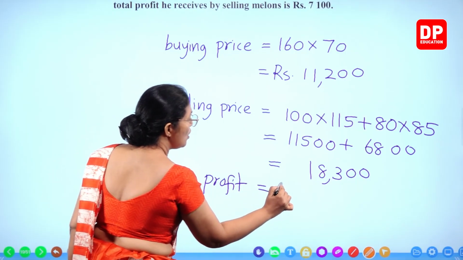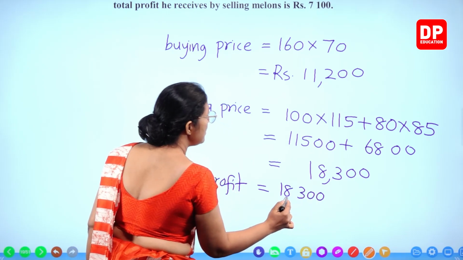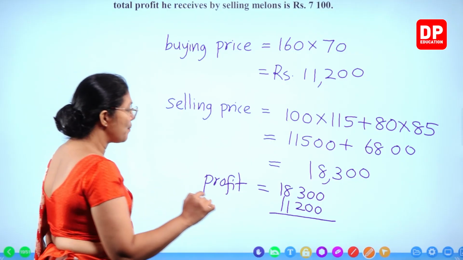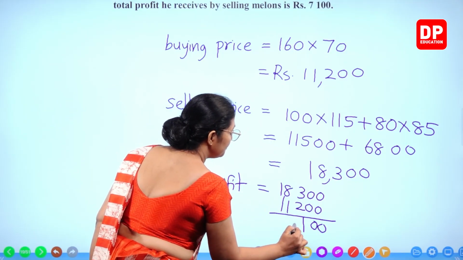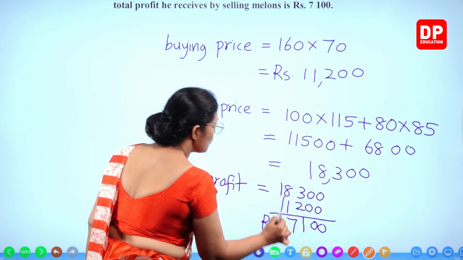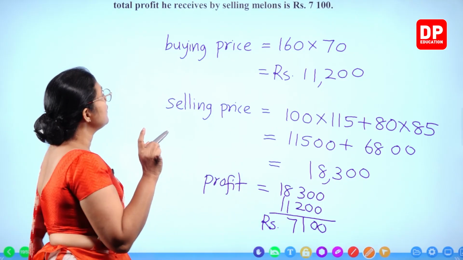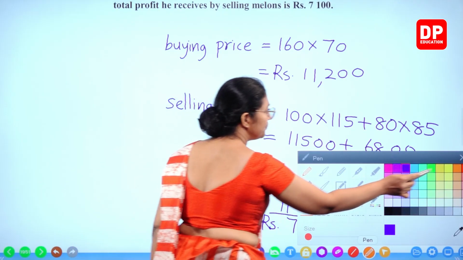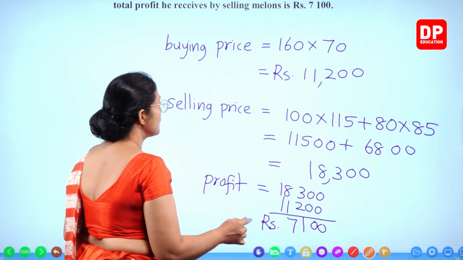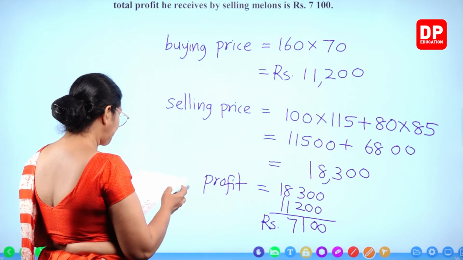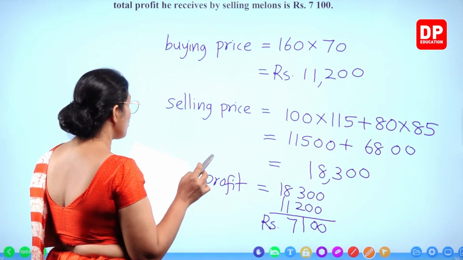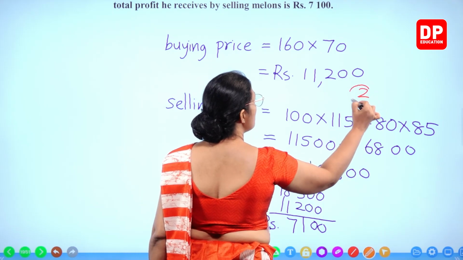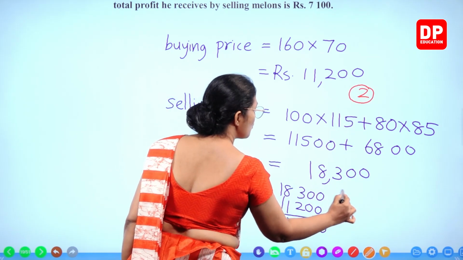Profit is equal to 18,300 minus 11,200, selling price minus the buying price. So 7,100. So that's what we need to show: the total profit he received by selling melons is 7,100. So how many marks for that one? You are getting 4 marks to show all these steps. So we'll give 2 marks and 2 marks here.